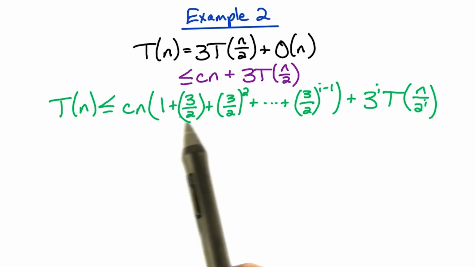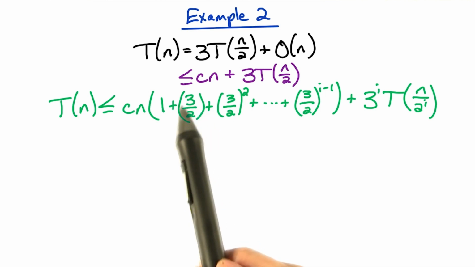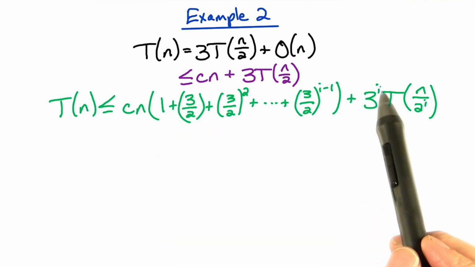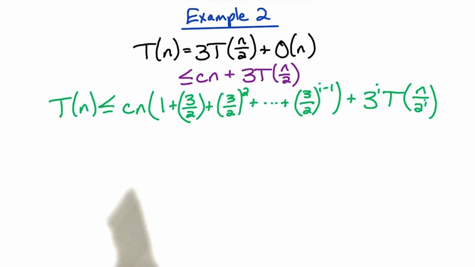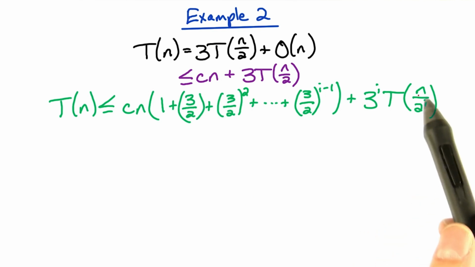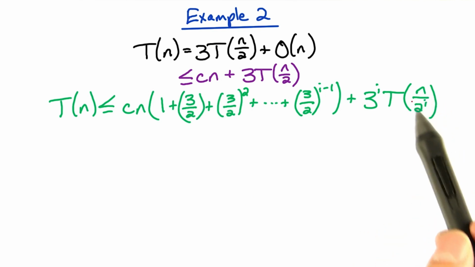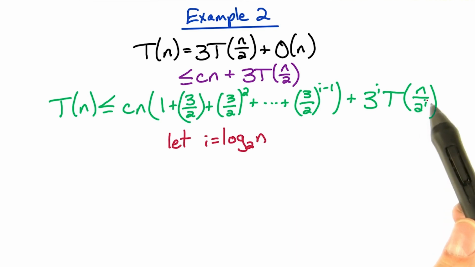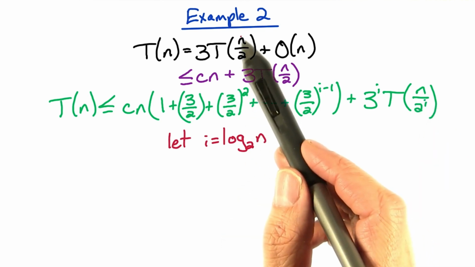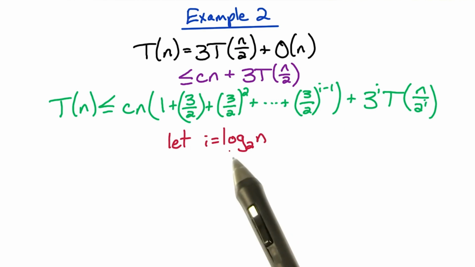Notice that before we had a geometric series with base 4 over 2, and now we have a geometric series with base 3 over 2. And instead of 4 to the i, we get 3 to the i. This is because we replace this 4 with 3 here. Now once again, we're going to stop when we get to the base cases, which is when this is 1. So we're going to stop when i equals log base 2 of n. Why is it base 2? Because we have 2 to the i here. So if we had had subproblems of size n over 3, then we would stop when we have log base 3 of n.